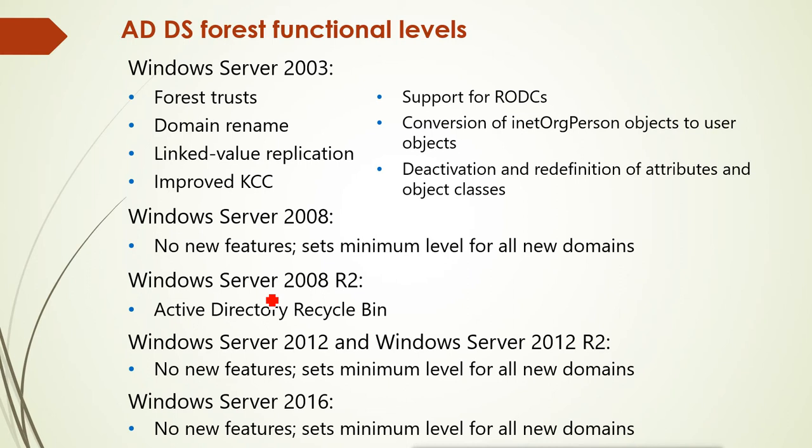Now in the Server 2008 R2 functional level, what do we get? A new feature called the Active Directory Recycle Bin, to recover deleted users. Then when we increase the functional level to Server 2012 or 2012 R2, the features remain the same, and it sets the minimum level for all new domains. When we increase it to the Windows Server 2016 functional level, there is no new feature, the features remain the same, and it sets the minimum level for all new domains.